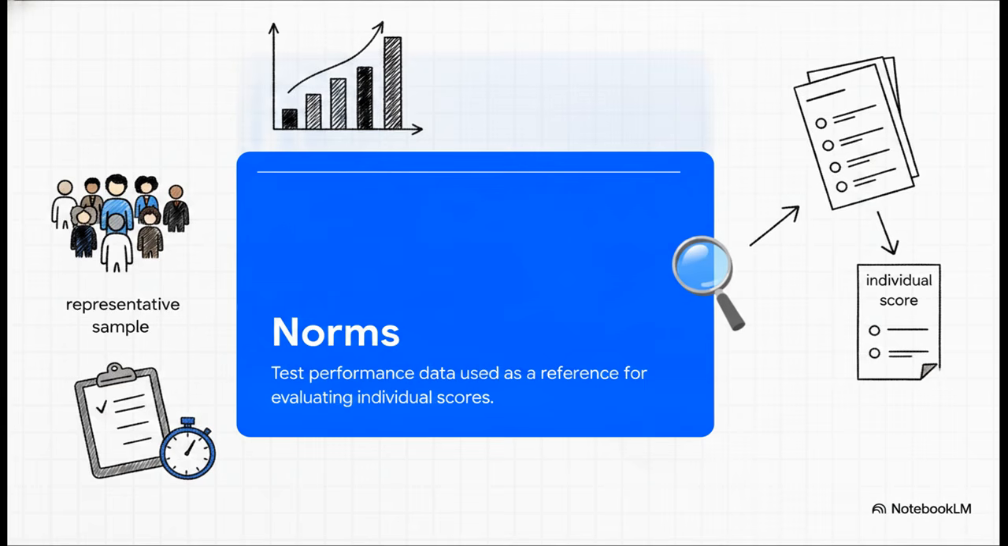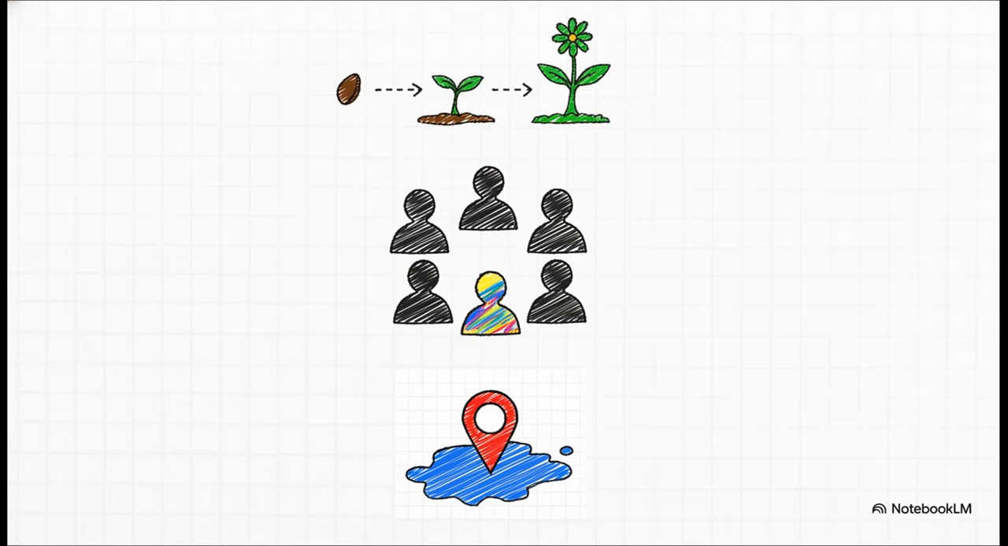The sample has to look exactly like the target population in terms of age, gender, and background, or honestly, the norms simply don't apply. Once we've got that solid sample, we can create different types of normative frames. For example, we use developmental norms for traits that change over time, like comparing a kid's reading level to the average of their specific age or grade.